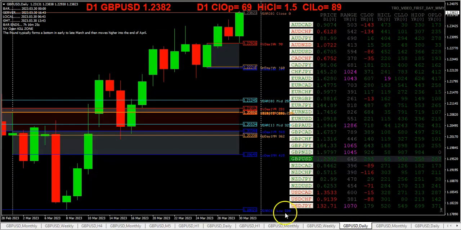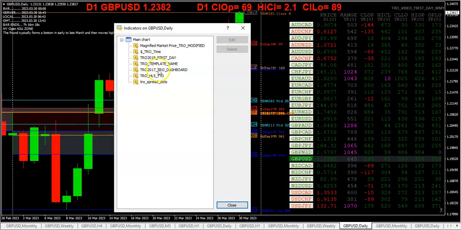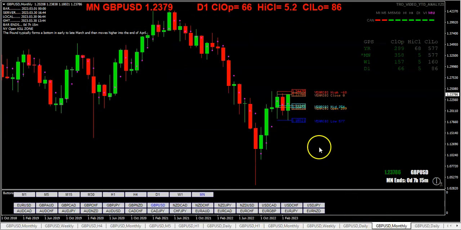Nothing much on this chart. Okay, opening range. We've got the TRO 2019 first day indicator here. So it's the first day of the year, first day of the month, first day of the week. That gives you the opening ranges, and you can see right here we basically touched the opening range for the week at today's low and then bounced up about 87 pips above that at the moment.